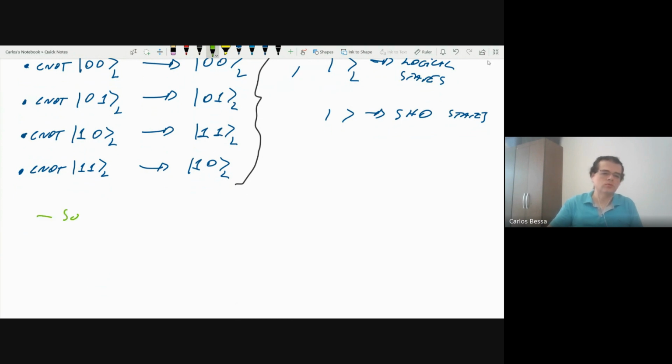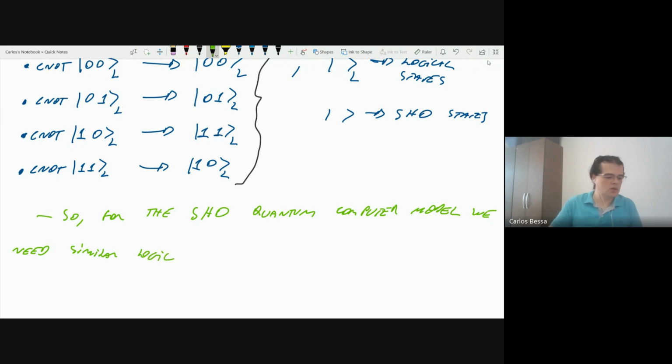So for this simple harmonic oscillator quantum computer model, we need similar logic to represent a C0 gate.